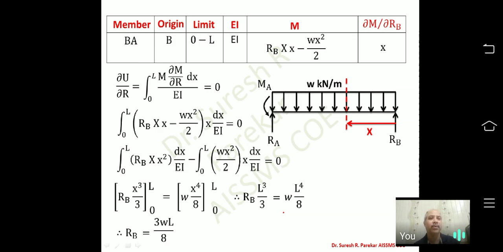So table preparation plays a very important role if we go to Castigliano's second theorem, and then you have integration. As the problem is single span, it becomes easy, but if you have two spans, then your problem becomes very tedious, or very lengthy, better I will say. So Castigliano's second theorem is a little bit lengthy.